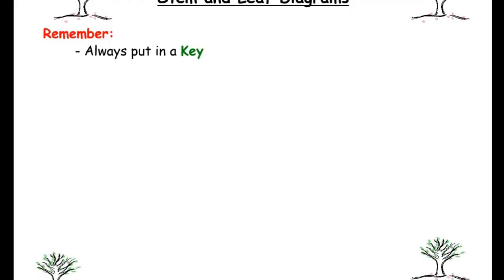Now you're going to remember that you always have to put in your word key, and always put your data in order. These are the key things you have to understand when you want to plot your stem and leaf diagram, or even when you want to interpret another person's stem and leaf diagram. These are the things that will guide you.